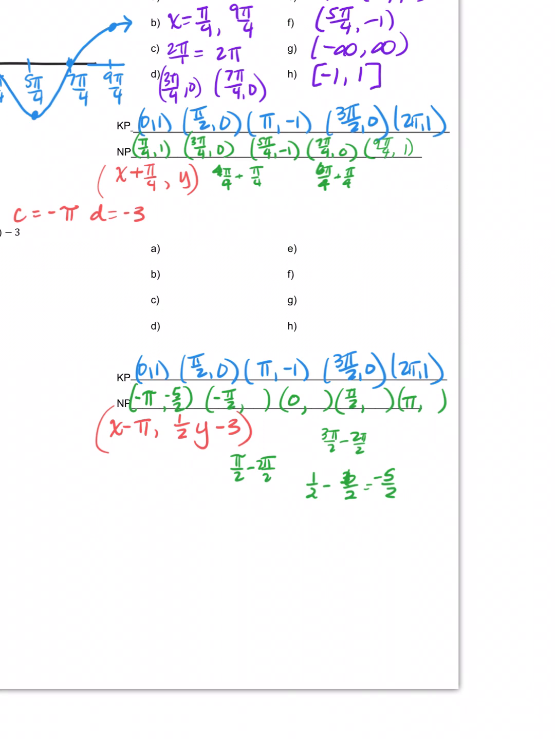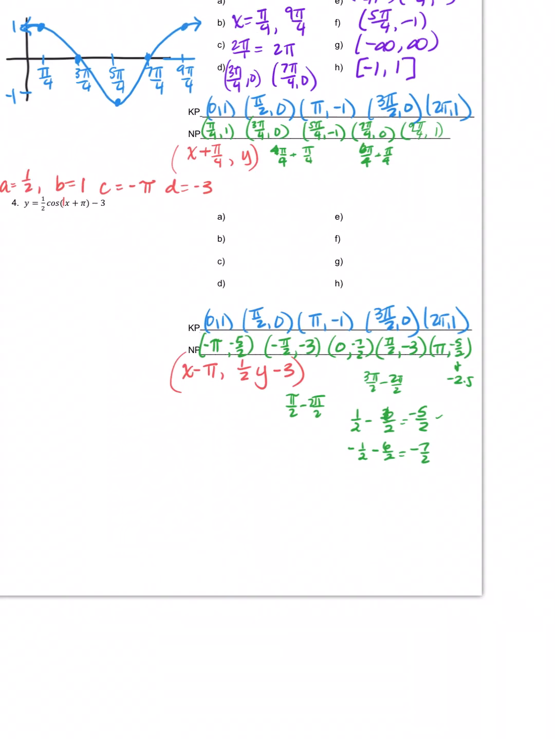Okay, 0 times 1/2 is 0, minus 3. -1 times 1/2 would be -1/2. Minus 6/2 would give me -7/2. 0 times that is 0, minus 3. 1 times 1/2 minus 3 would come back to -5/2. Okay, what is -5/2? That's -2.5, right? Okay, we can do this.